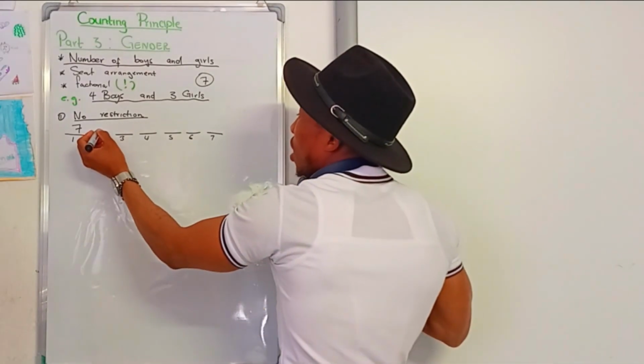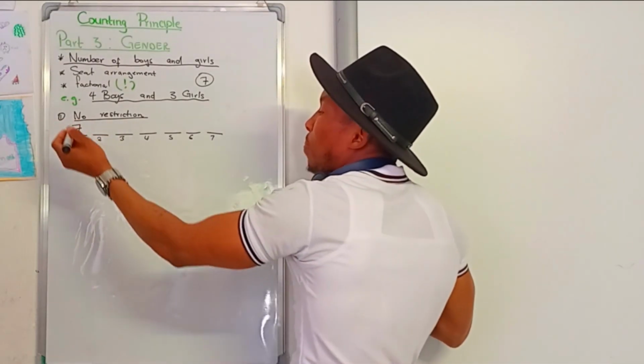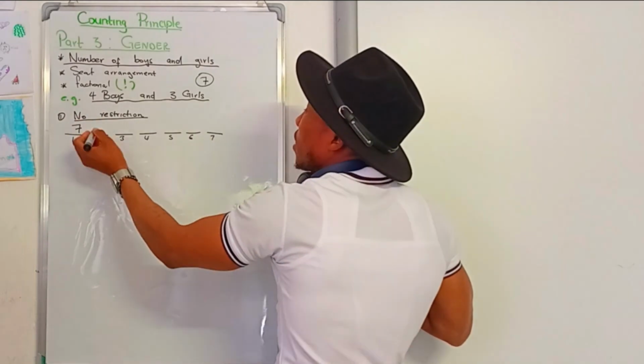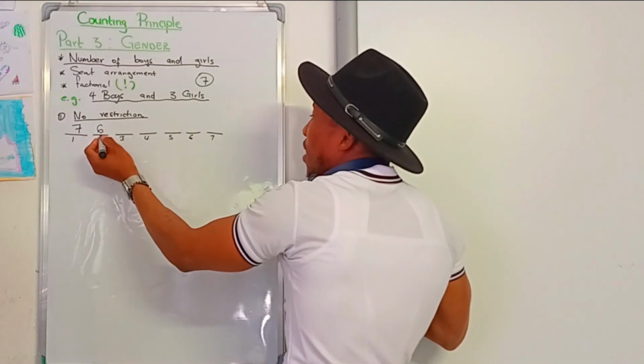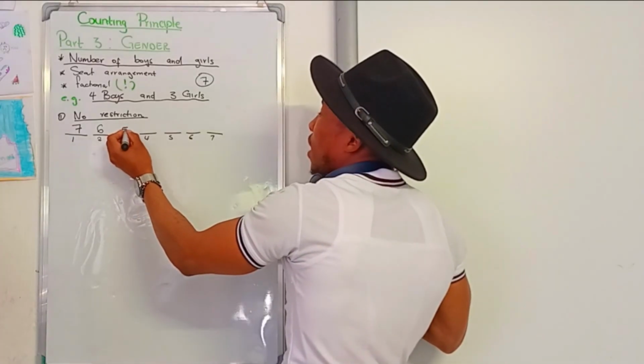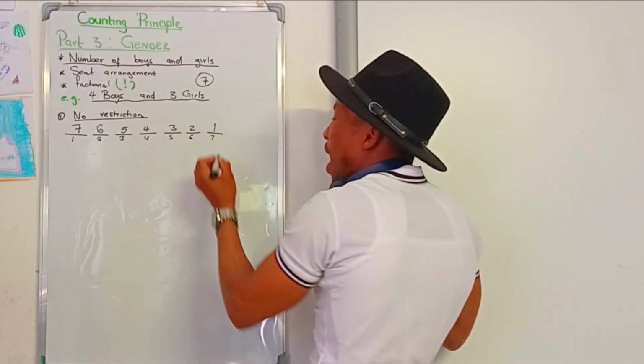Then after that, for the second chair, the one person to sit can be a boy, can be a girl. Okay. Then for the next person to sit, we are left with 6. Then for the 2 persons to sit, we are left with 5. Then we are left with 4. We are left with 3, and 2, and 1.